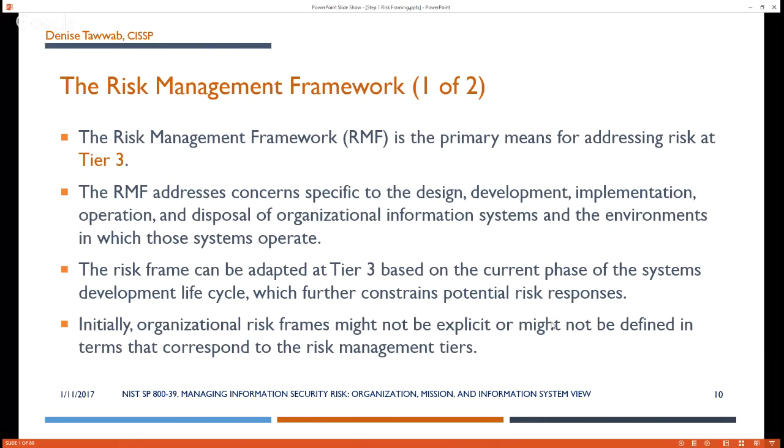The risk frame that happens in step one of the risk management process can be adapted at tier three based on the current phase of the system development life cycle that system is in. And this is going to further constrain your potential risk responses. So you're pulling together all the information in the organization that defines the context in which you're making your risk-based decisions. Initially, the organizational risk frames might not be explicit or might not be defined in terms that correspond to the risk management tiers.